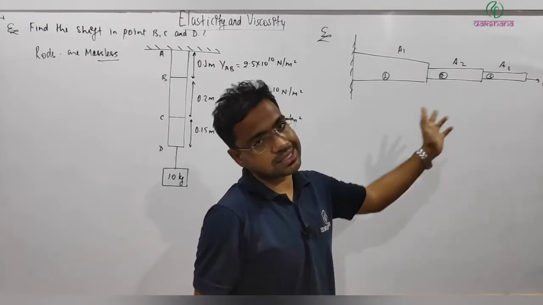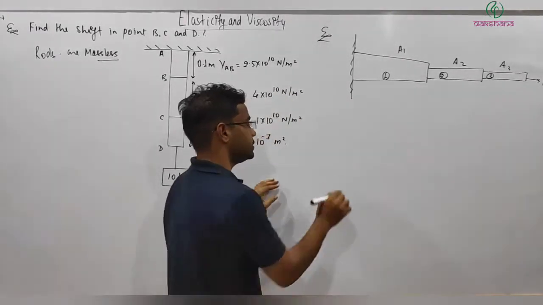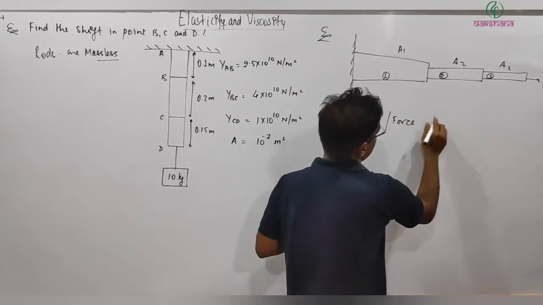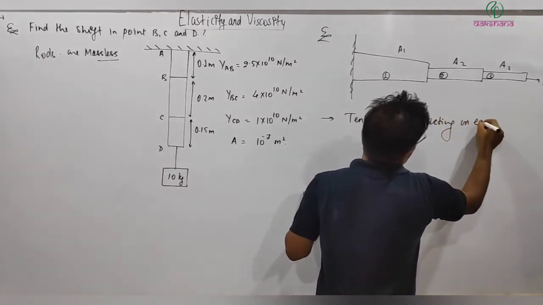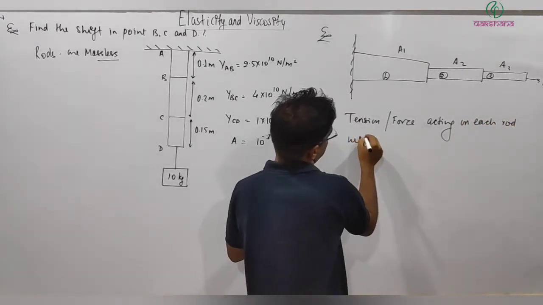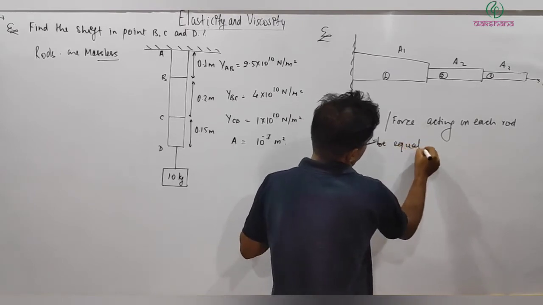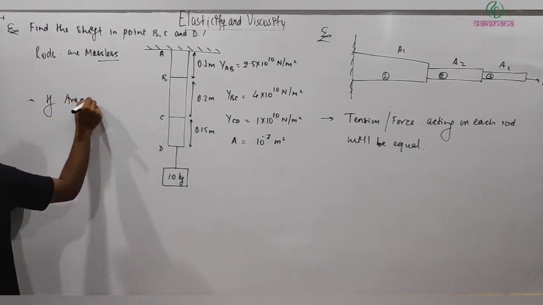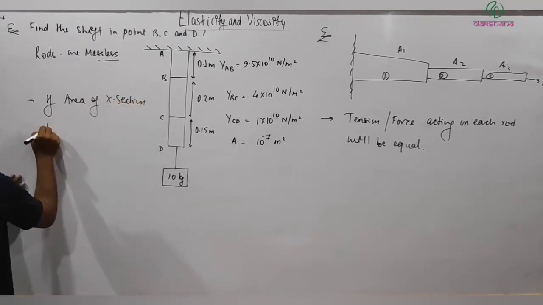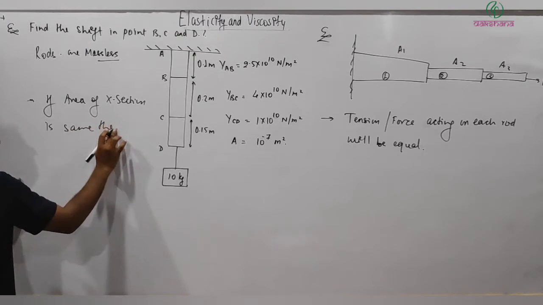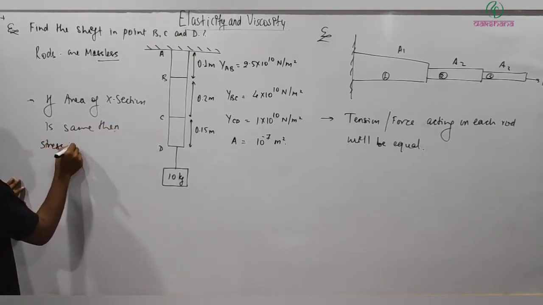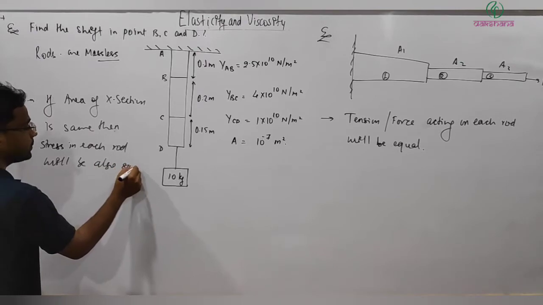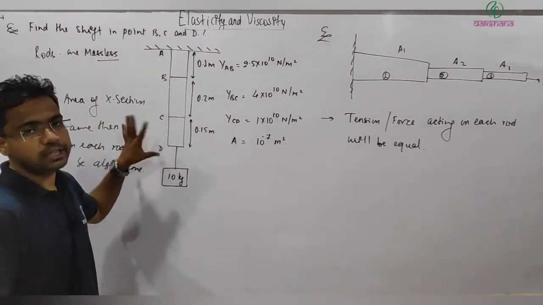So whenever rods are mentioned in series, in that case you can always write that the tension or force acting on each rod will be equal. And if the area of cross section is the same, then the stress in each rod will also be the same. So that means in parts AB, BC and CD, the stress will also be the same.